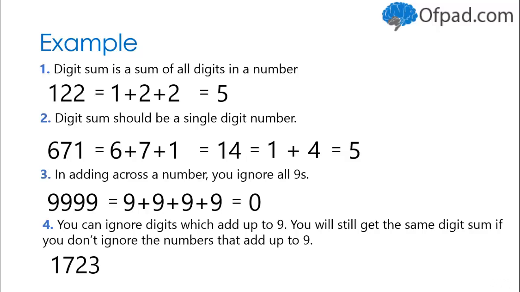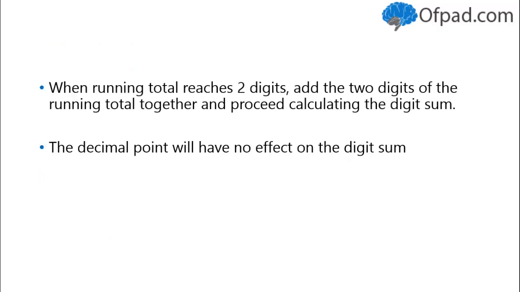Find the digit sum of 1723. We should add 1 plus 7 plus 2 plus 3, but we can ignore 7 plus 2 since it adds up to 9. So the digit sum becomes 1 plus 3 equal to 4. If instead we added all the numbers 1 plus 7 plus 2 plus 3, we would get 13. Since the digit sum should be a single digit number, we can add 1 plus 3 to get the same digit sum 4 had we ignored 7 and 2.